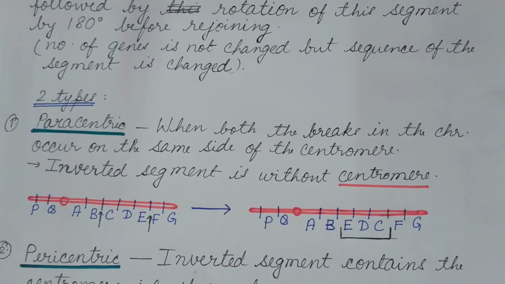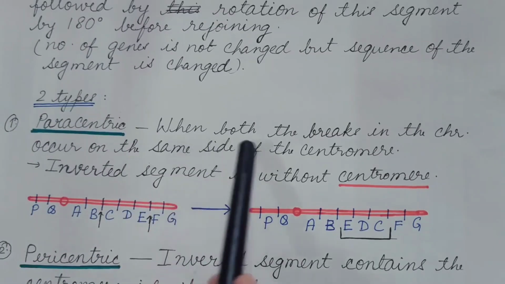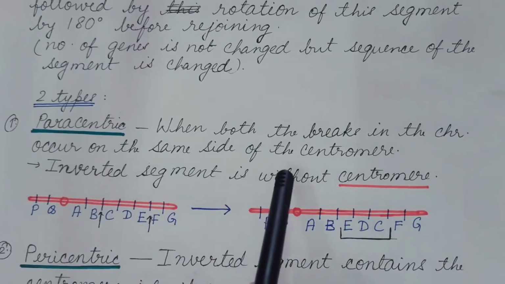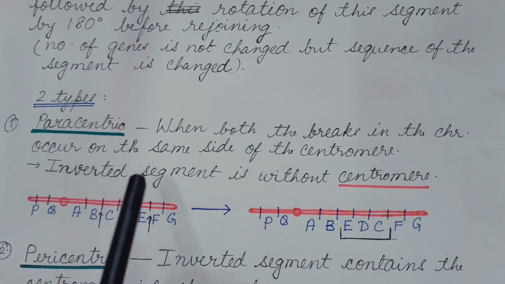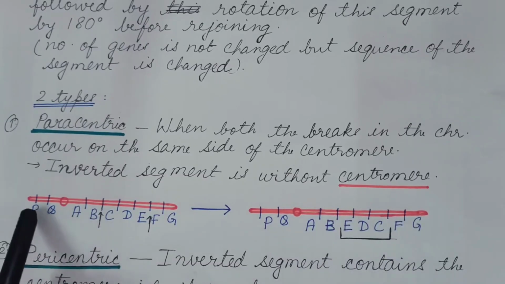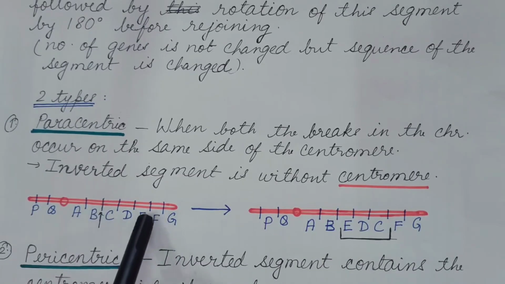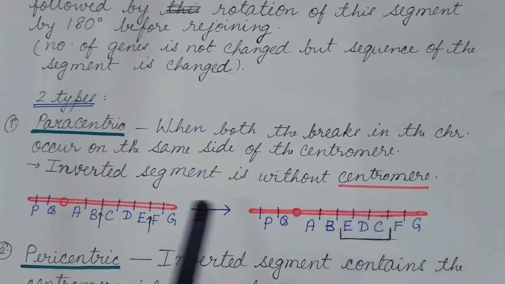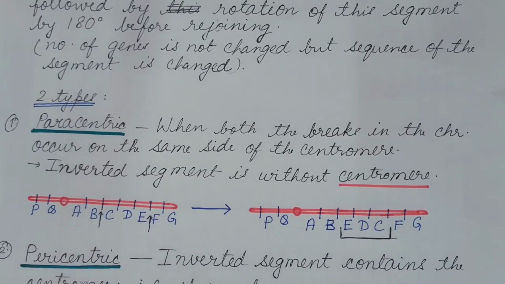Now the types of inversion. There are two types of inversion, paracentric and pericentric. First we will see paracentric. When both the breaks in the chromosome occur on the same side of the centromere, the inverted segment is without the centromere. So if we see in this figure, both the breaks are taking place on one side of the centromere, here on the right side of the centromere, and the inverted segment does not include the centromere, so it is without the centromere. This is known as paracentric inversion.